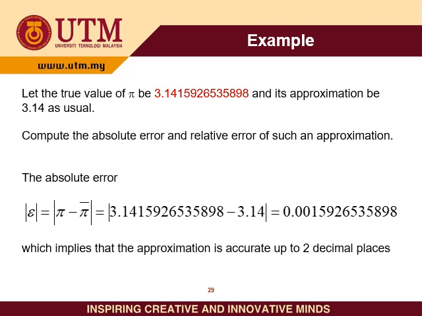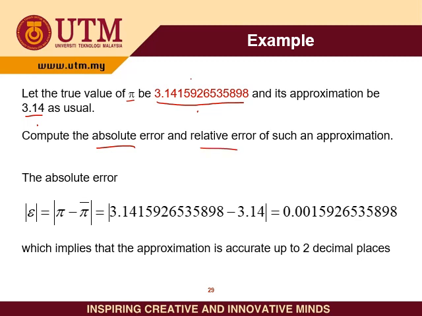Okay, let's look at this example. They give you the value of pi, this is the long version, right? It depends on your calculator. If you put it into a calculator, you get this many numbers here. For this question, this is the true value, and then the approximation is 3.14 as usual. Usually we use 3.14 to represent pi. So we have our true value and approximation value. They say compute the absolute error and relative error.